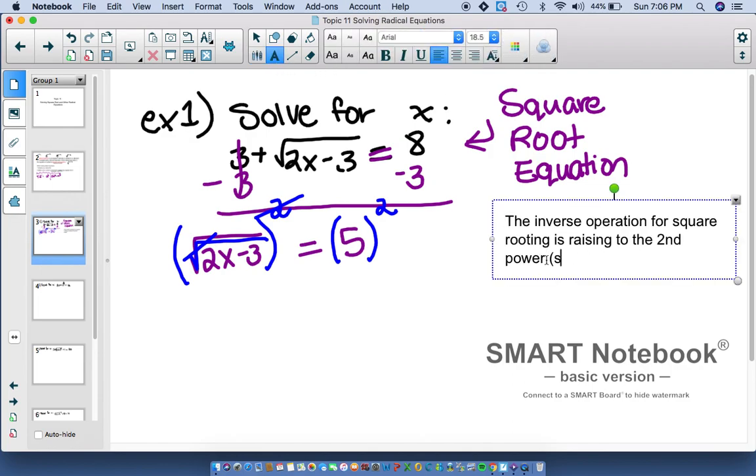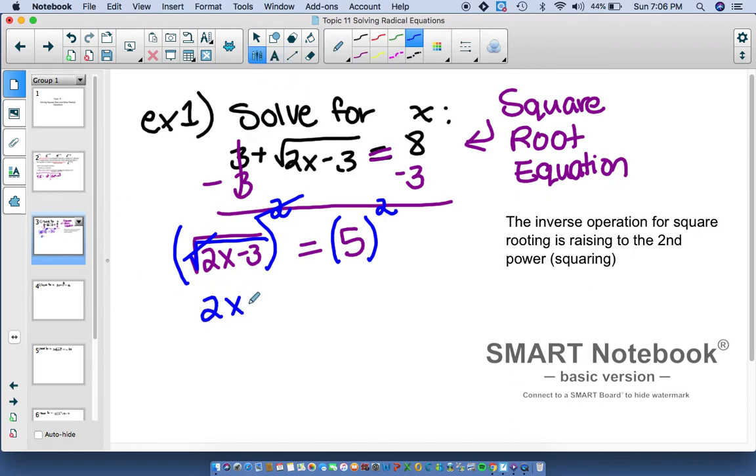Another way to say that is squaring, right? Those are going to cancel each other. So that's the whole point. So now I'm left with 2x minus 3 equals 5 squared, which is 25. Okay, now it's just a regular easy equation.